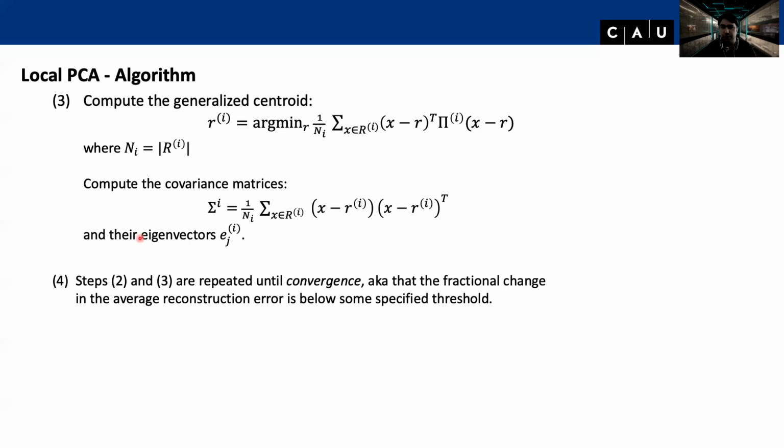Actually, steps 2 and 3 are repeated and repeated, like in k-means, until convergence is observed, meaning that you have only a fractional change in the whole procedure, or that the average reconstruction error is below a specific threshold. So you can also say, okay, I've chosen the subspaces in such a way that the deviation of the objects to that subspace is so marginal that it's good enough. This can also be a stop criterion.